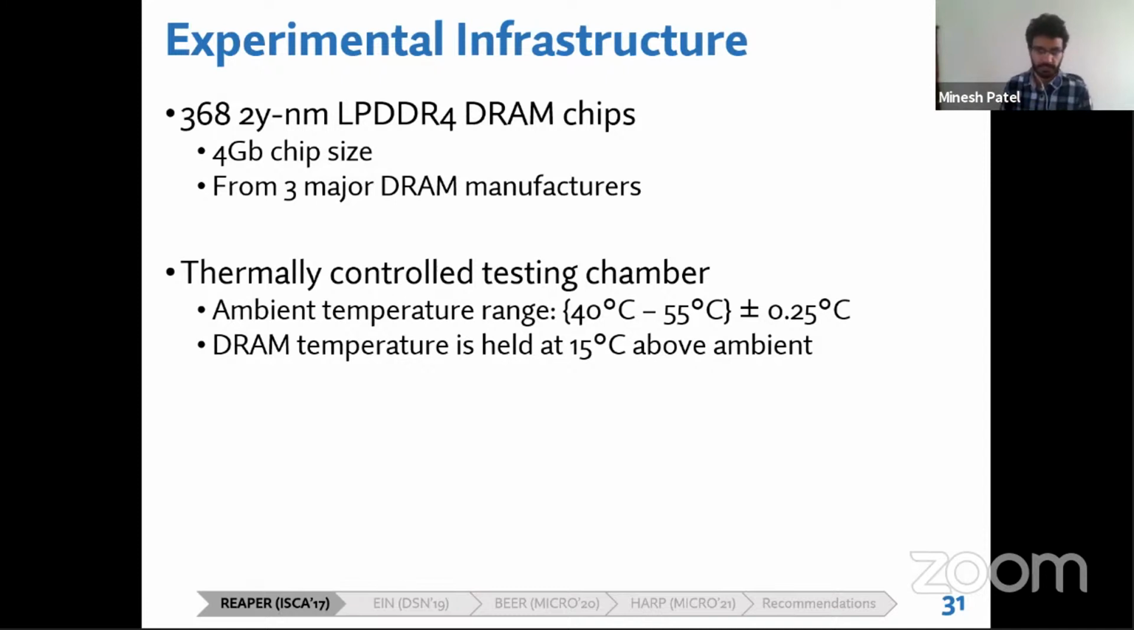We conduct all of our testing in a thermally controlled testing chamber, which has an ambient temperature of between 40 to 55 degrees centigrade with a tolerance of 0.25 degrees centigrade. And in order to ensure consistency of this temperature, the DRAM temperature is always held at 15 degrees centigrade above the ambient temperature using a localized heating source.